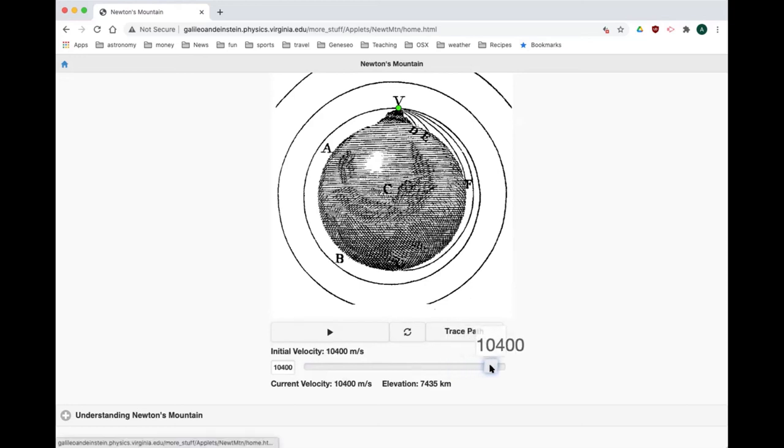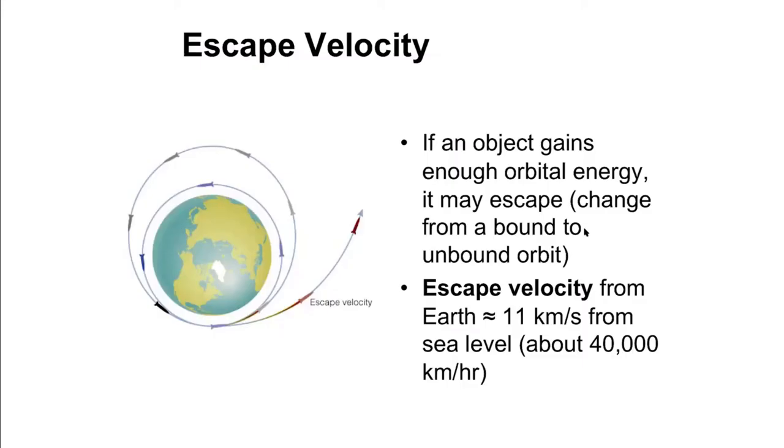Interestingly, if we get this high enough, the ball never comes back. There is a velocity at which, if you fire it fast enough, that ball will never come back. And that's the last topic in this particular segment of the class. Escape velocity.